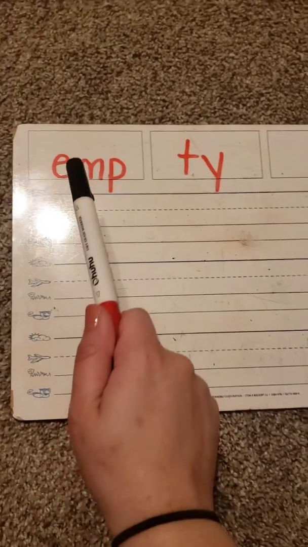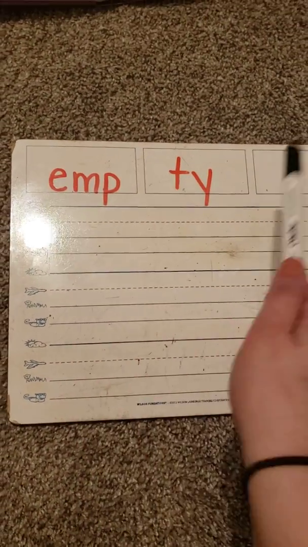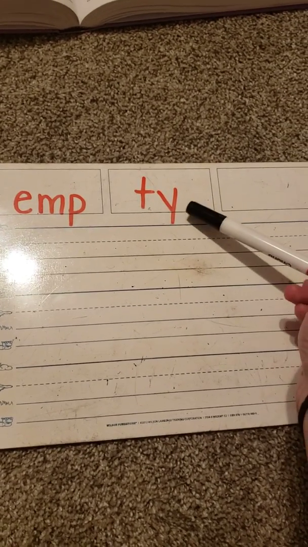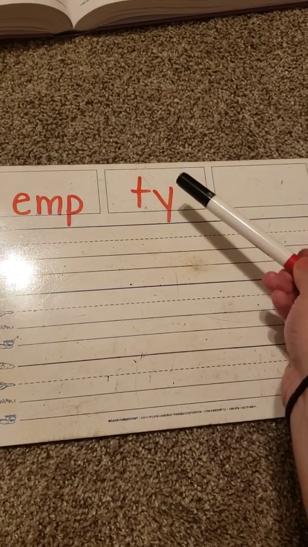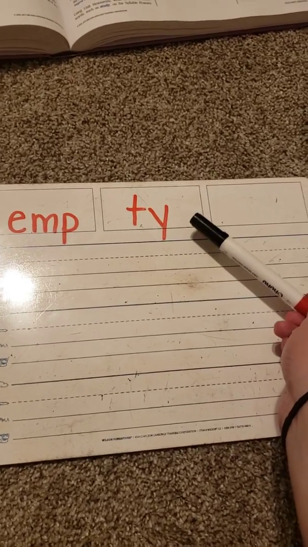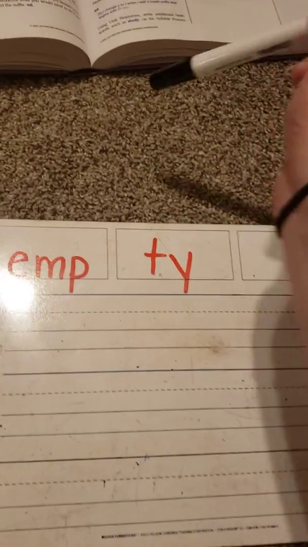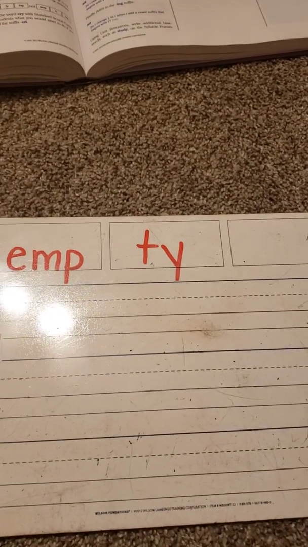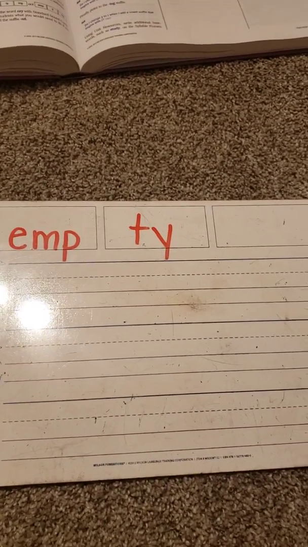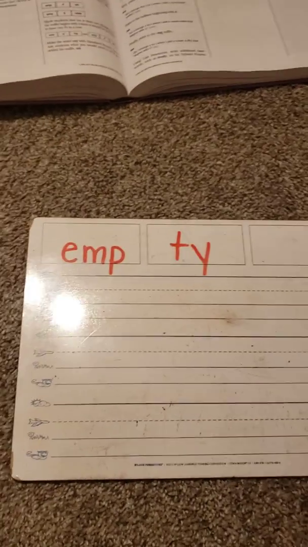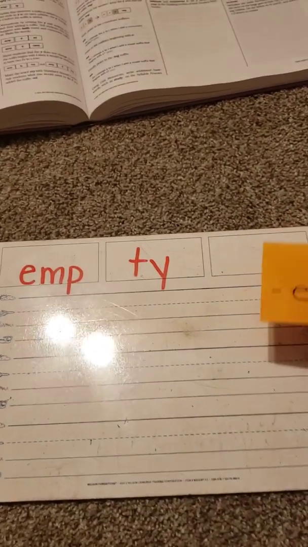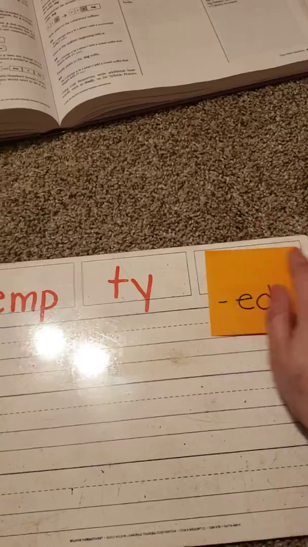So we have our vowel and consonant suffixes. Here we have the word empty. It is a 2-syllable word and it ends with a Y that makes an E sound, so it ends in an open syllable. Whenever we add a suffix to the end of a word that ends in Y in an open syllable, the Y is going to change into an I. Let's do empty with ED at the end.